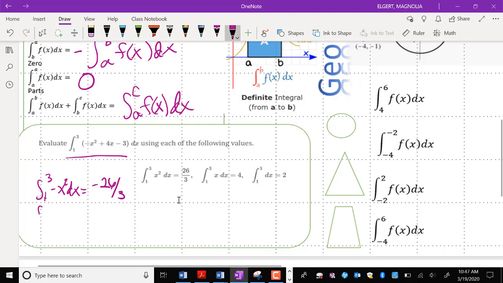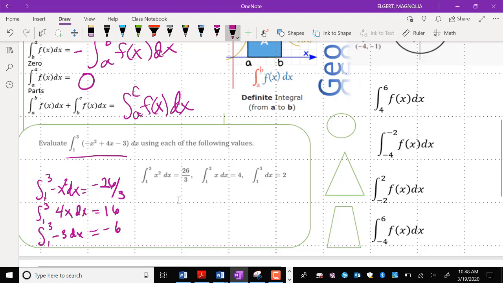My next one is from 1 to 3 of 4x plus 4x dx. So I'm going term by term. So the integral of x is 4, so 4x would be 4 times 4, which is 16. And then my last one is from 1 to 3 of negative 3 dx. Well, dx itself is 2, so for negative 3 dx we would multiply, because that's a constant or a coefficient. So negative 3 times 2 is negative 6.